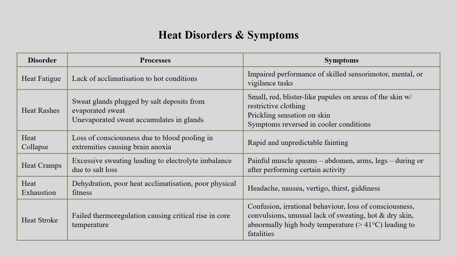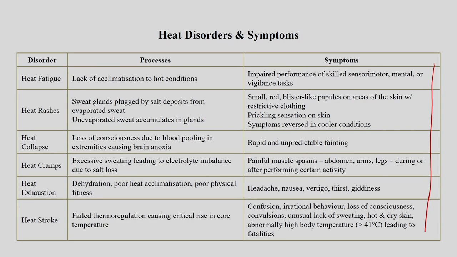So, there are stages of heat stress. It starts with heat fatigue, then heat rashes, heat collapse, heat cramps, heat exhaustion and heat stroke. And here I mentioned all the varieties of symptoms available for each kind of disorder. For example, with heat rashes, small red blister-like pebbles appear on areas of the skin, specifically on your hands and open skin. And then you will get some kind of prickling sensation on your skin, and you will be facing those problems.